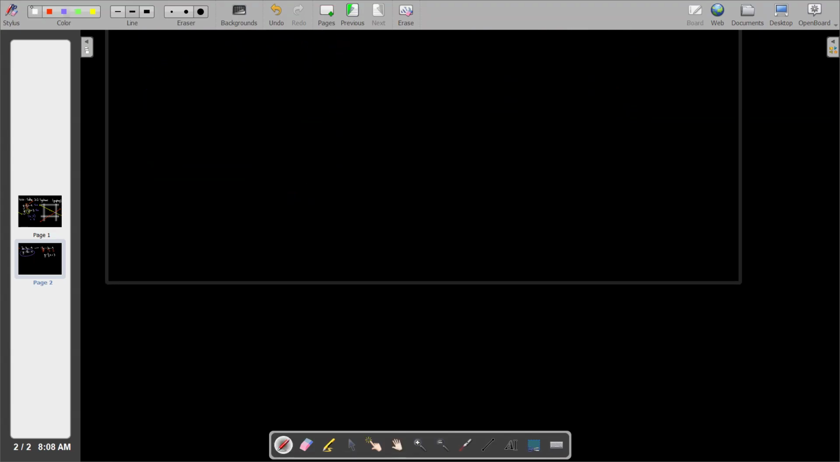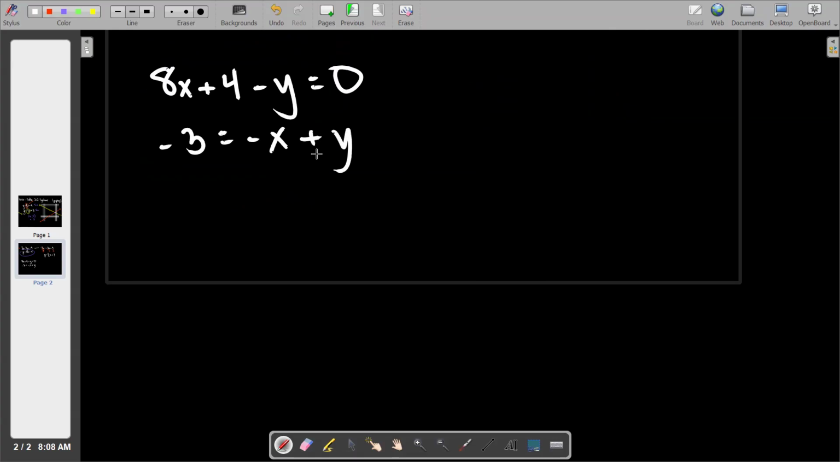And again, I think I can skip the graphing on quite a few of these. There's 2 more where I think I'm going to need to graph with you just to remind you of something. So for this next one, we have 8x + 4 - y = 0, and -3 = -x + y.